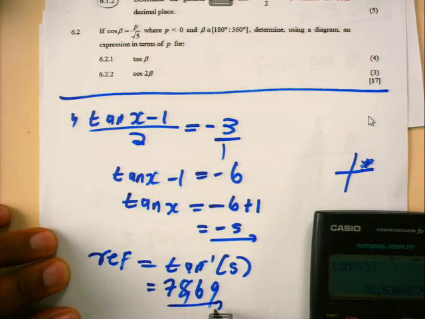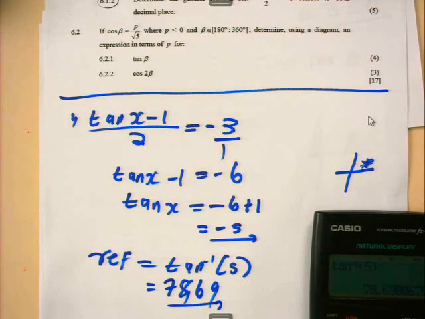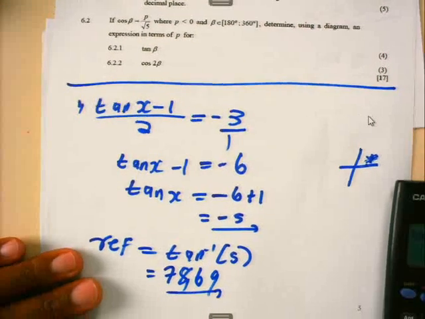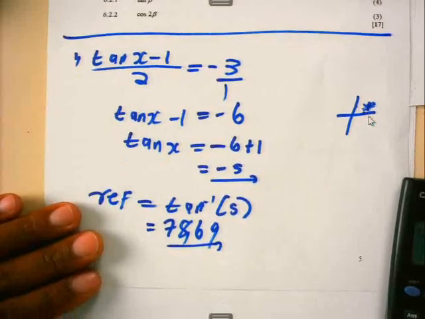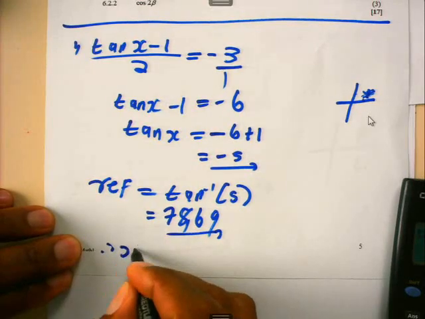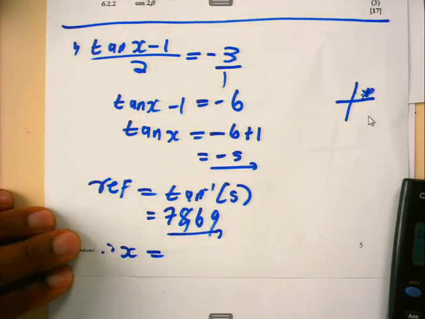78.69 degrees. Good. Now we are happy. Now we have the reference angle, but we are still looking for the value of x. How do I determine the value of x? It is a very important part. Now we say, therefore, x is equal to what?